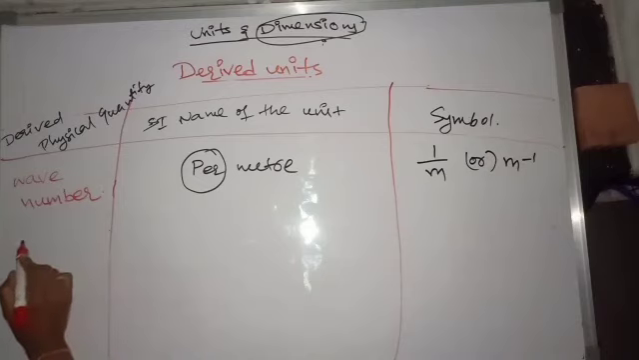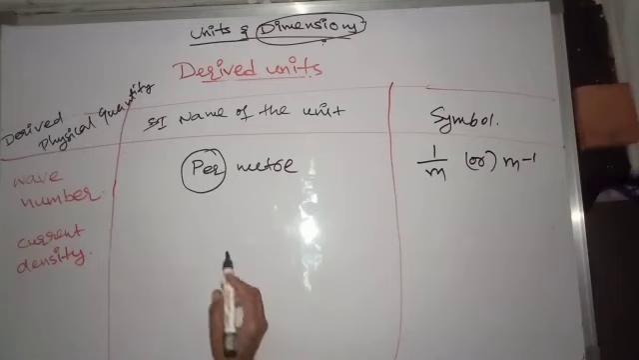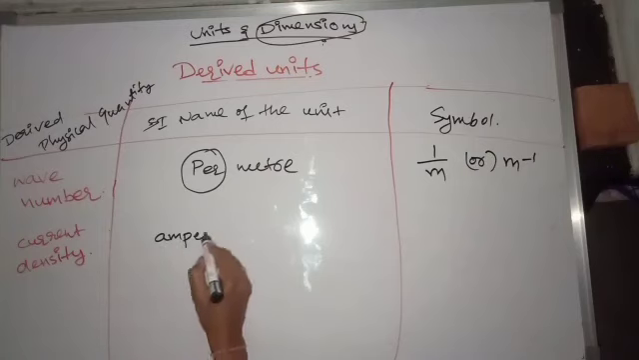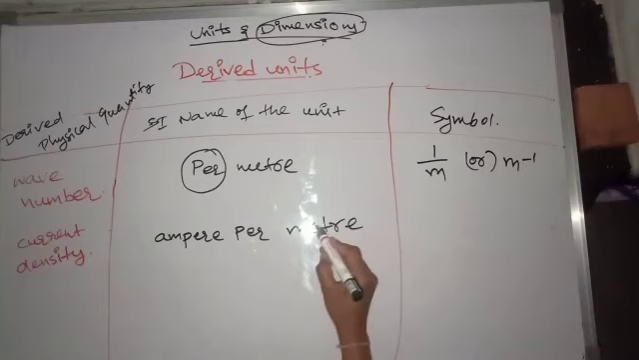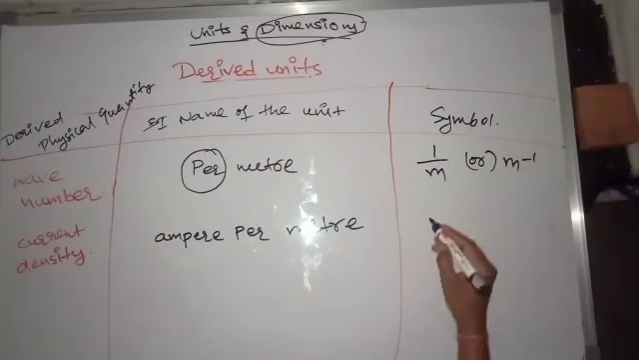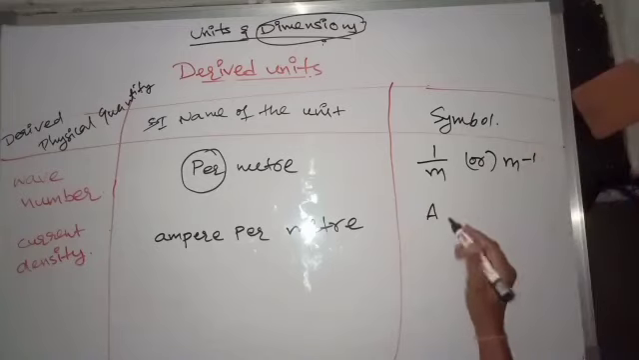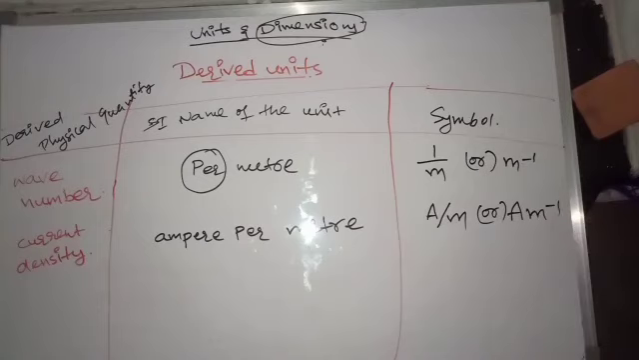And the other is current density. You just please adjust with my handwriting. Current density is measured in terms of ampere per meter. The scientist's name you have to write in small letters only. And the symbol, you have to represent the name of the scientist in capital letters. Capital A by meter, m, or capital A into m power minus 1. I will explain about the rules for writing the names of the units and the symbols. No need to worry.